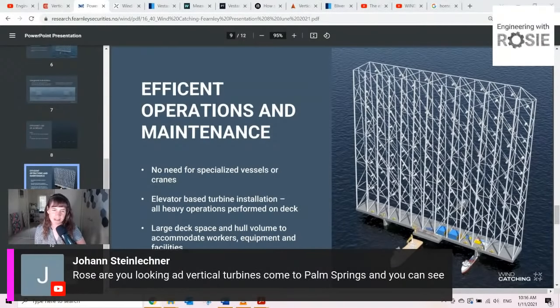Here's one from Johann Steinlechner. You're looking at vertical turbines, come to Palm Springs, and you can see. I didn't know that. Is there a vertical axis wind farm, and when was it made? Because I know there was a lot of effort made on them in about the 90s, and I haven't seen any since then. But definitely keen to have a look at that if someone can tell me more details about it.